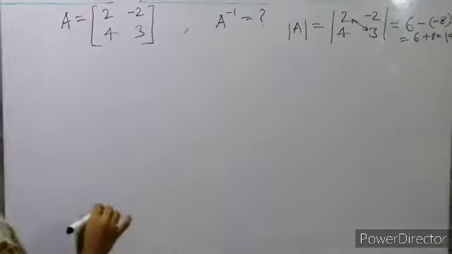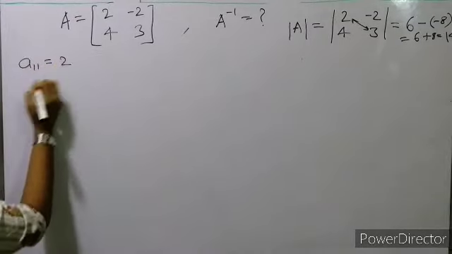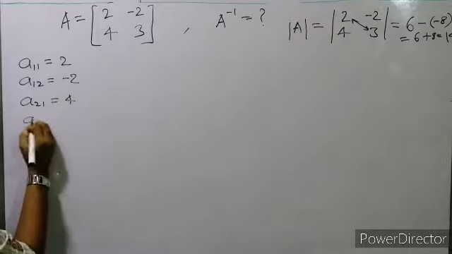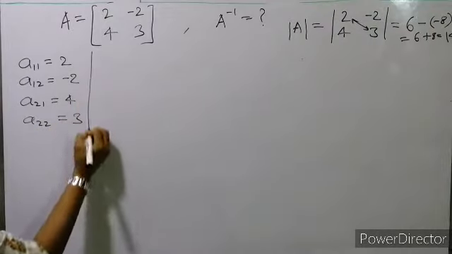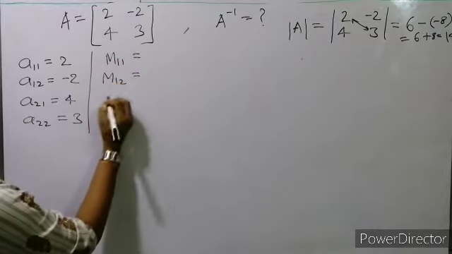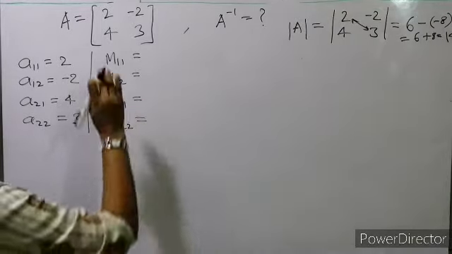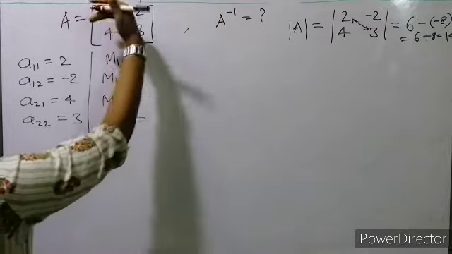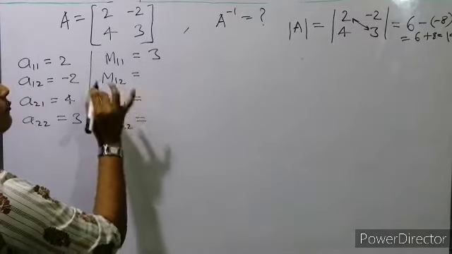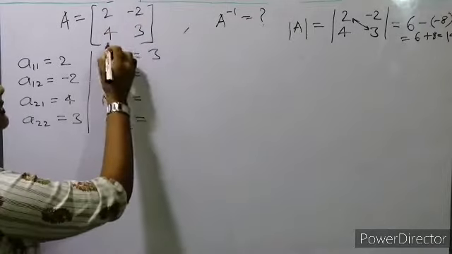Okay, now we'll find the adjoint. For that, first A11 is 2, A12 is -2, A21 is 4, A22 is 3. Now we have to find the minors, M11, M12, M21, M22. Okay, so what is M11? We'll just hide the first row and first column. So what is left? 3. Now M12, we'll hide the first row and second column. What is left? 4.